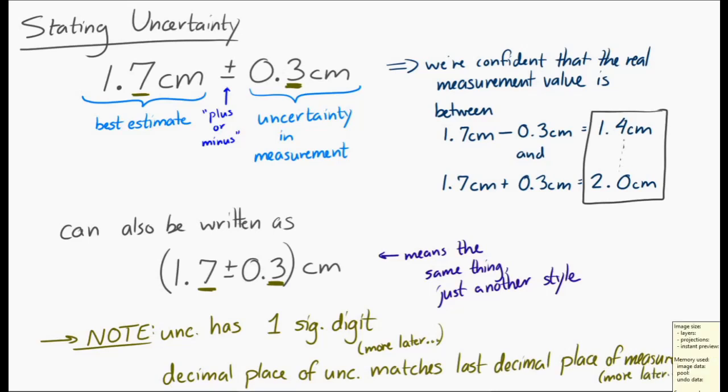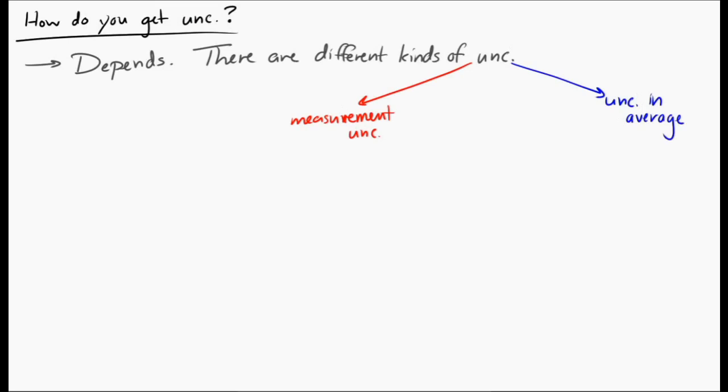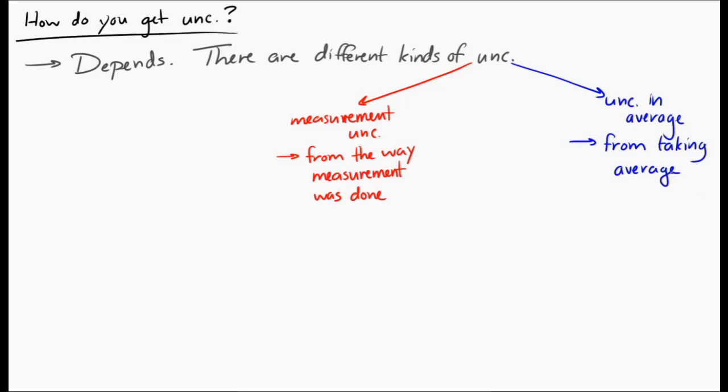So how do you get the value of the uncertainty? Well, that depends. Turns out there's different kinds of uncertainty. In this course, we're going to focus on two different types, the measurement uncertainty and the uncertainty in the average. The measurement uncertainty arises because of how the measurement was done. The uncertainty in the average, that has to do with taking averages, and we'll talk about that later. But when doing a measurement, there's going to be a measurement uncertainty, and this comes from that actual act of doing the measurement. And it depends on the measurement device that was used and how it was used.